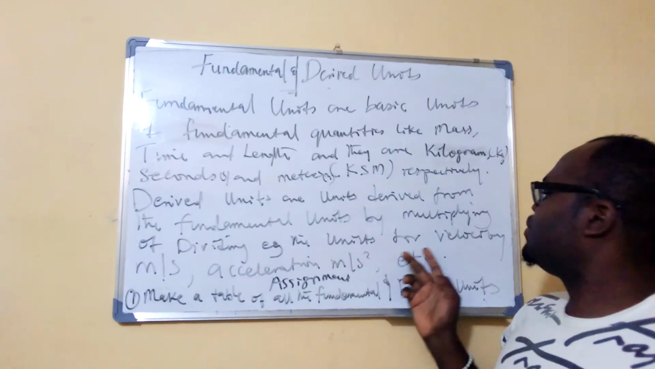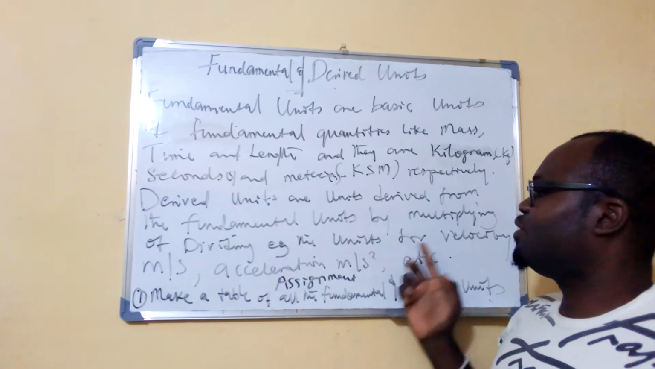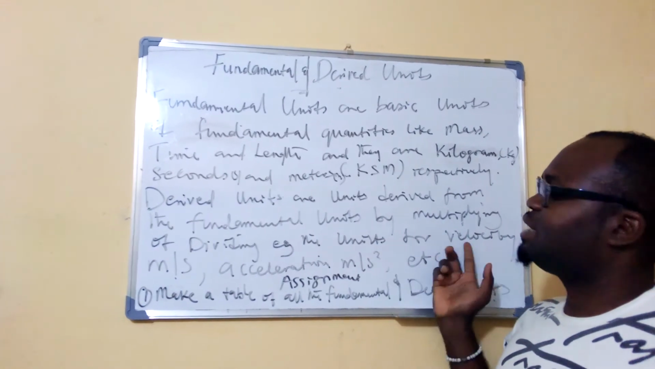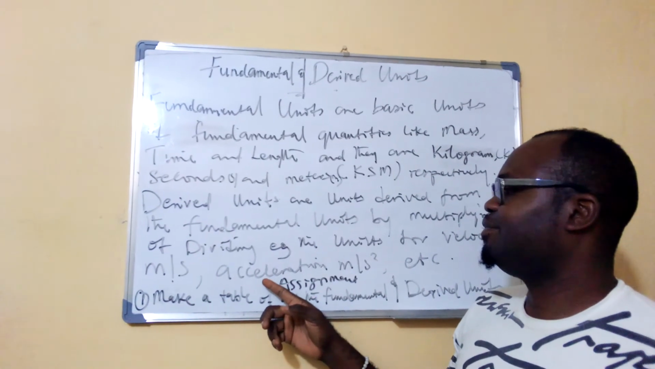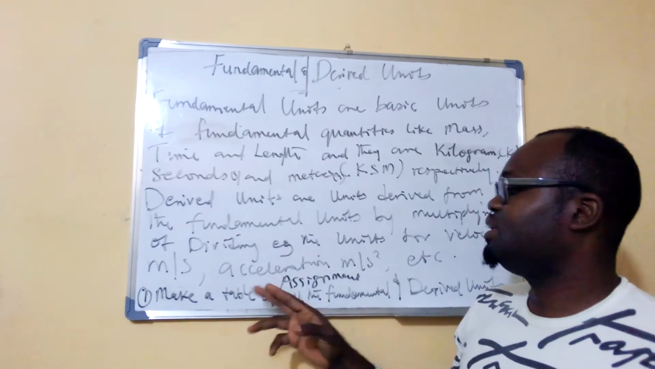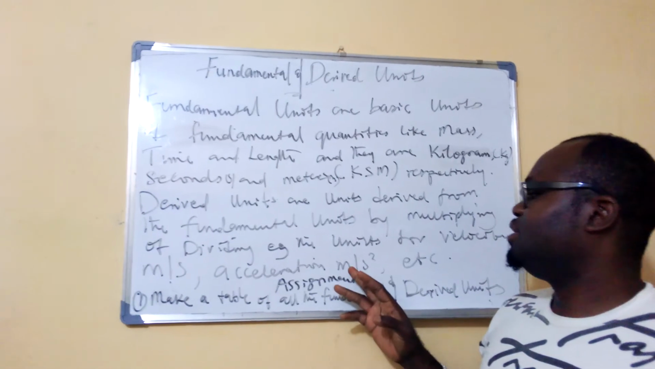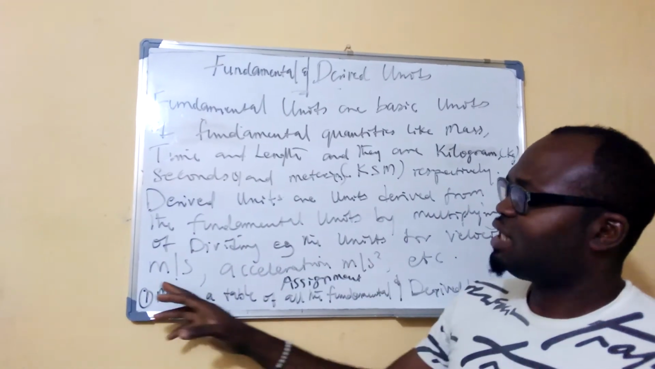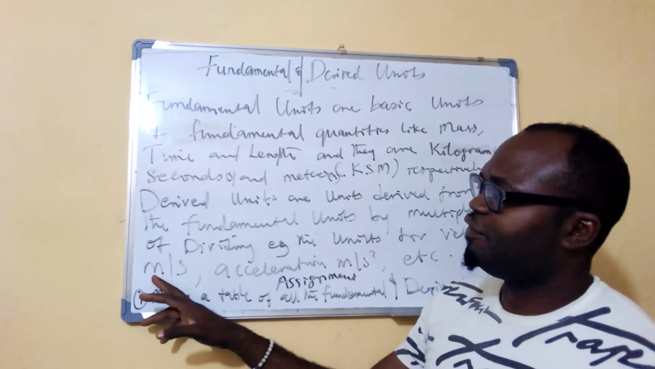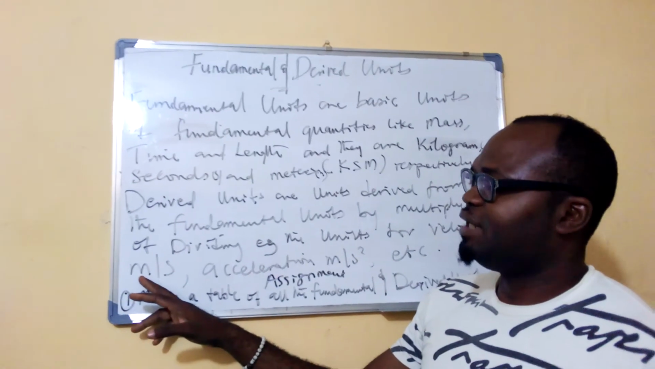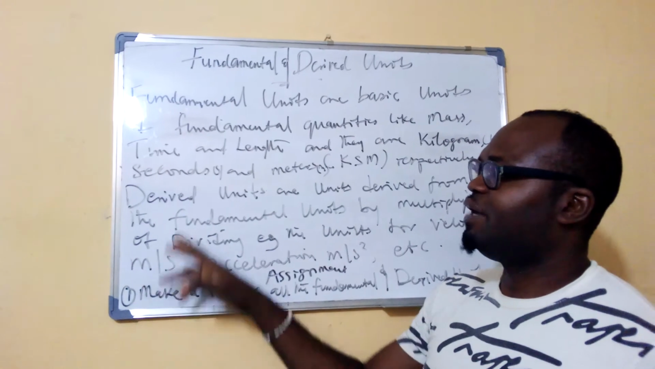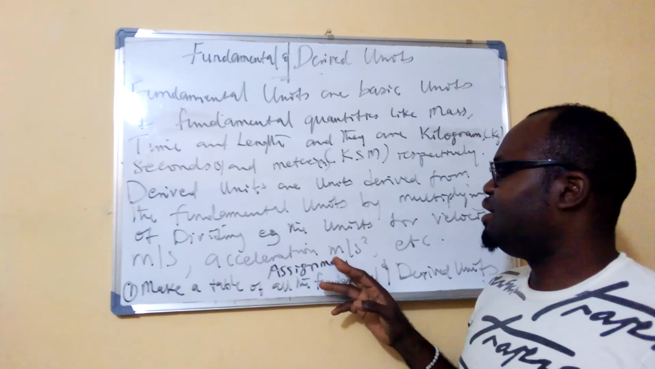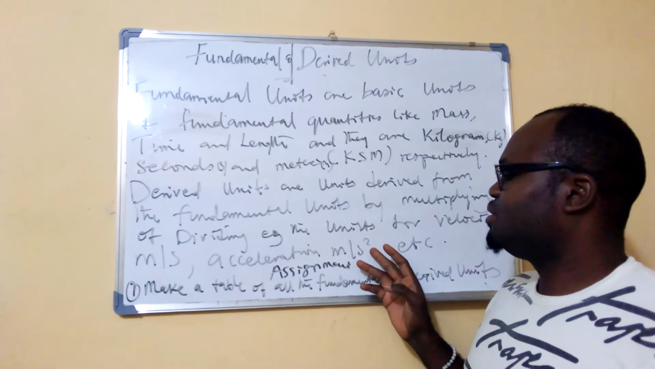A good example of a derived quantity is velocity, and the unit is meter per second. Another example of a derived quantity is acceleration, and the unit is meter per second square. So check out what is happening here. There is a division of meter, which is a fundamental unit, by another fundamental unit, seconds, and that's why we have a derived unit. Here there is both division and multiplication.